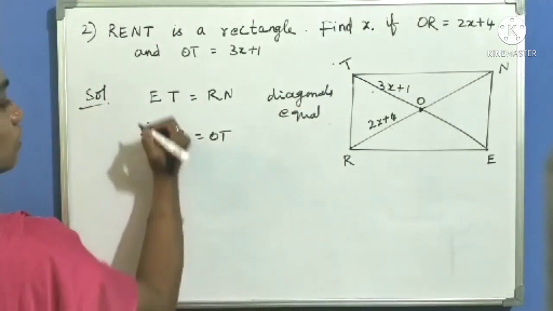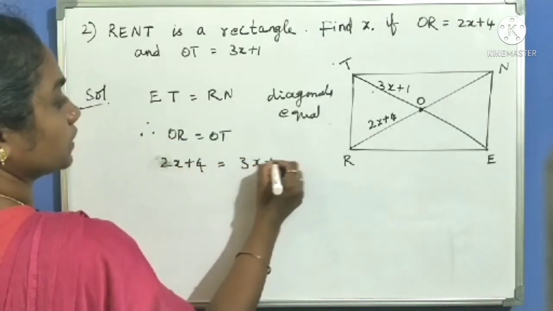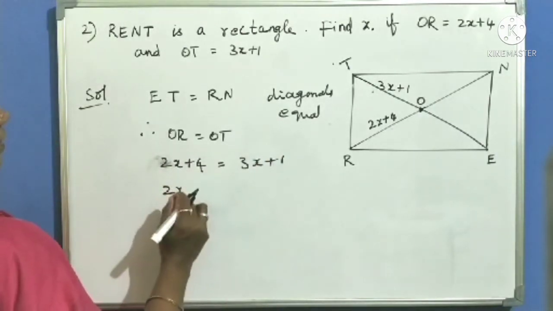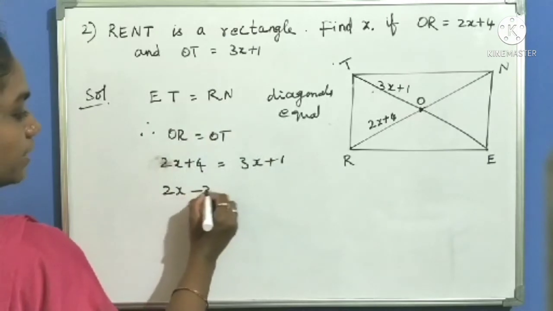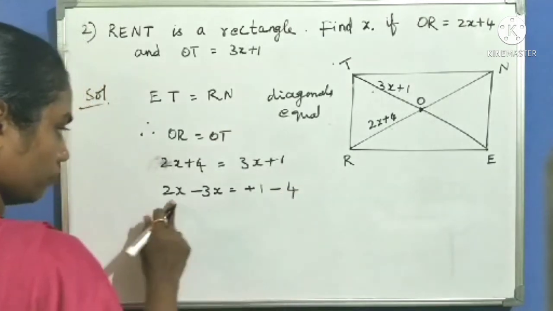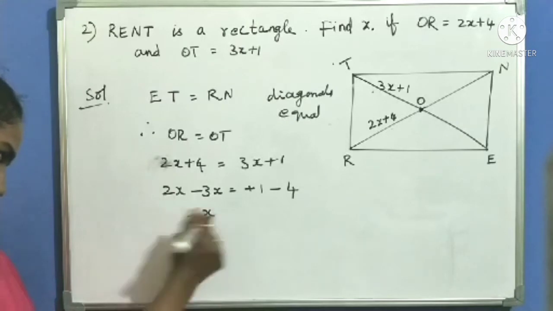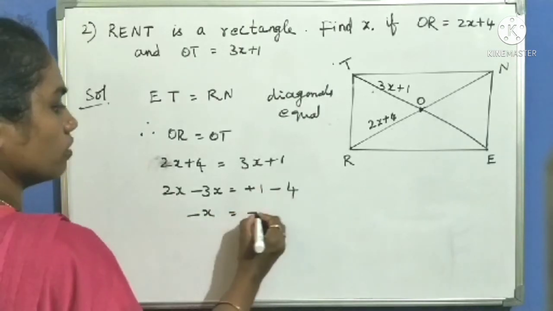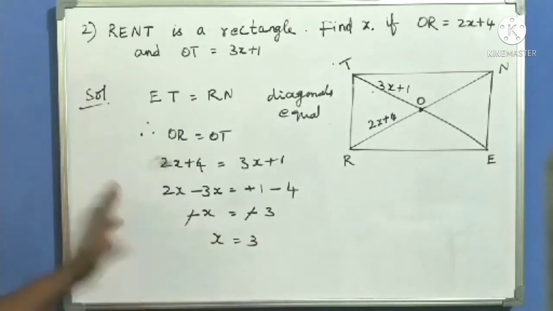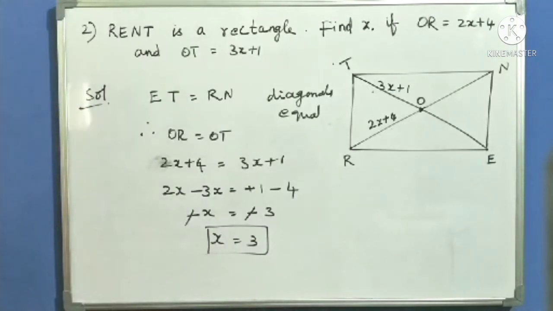What is OR? 2x plus 4. Then OT is 3x plus 1. Then x on one side, numbers on the other side. So 2x and 3x, take 3x to this side, minus 3x, and the plus 1 and plus 4, transpose to this side, minus 4. 2x minus 3x is minus x, and 1 minus 4 is minus 3. Both sides minus cancel. So x equals 3. Understand? So the value of x is 3.